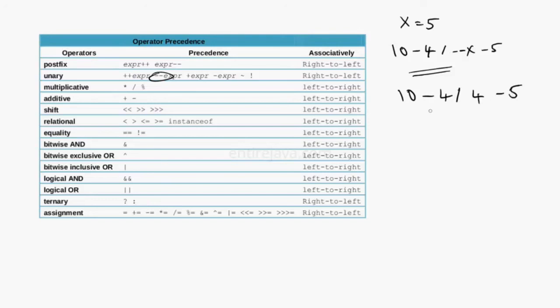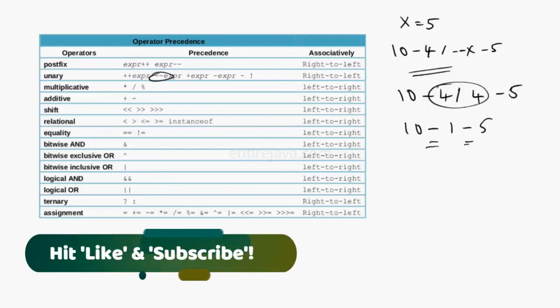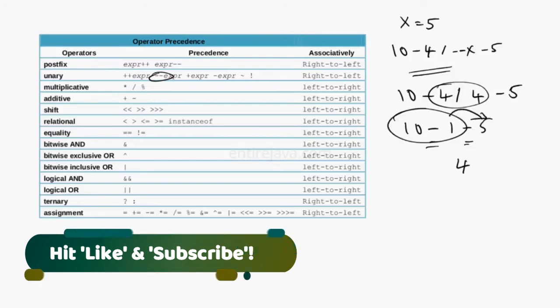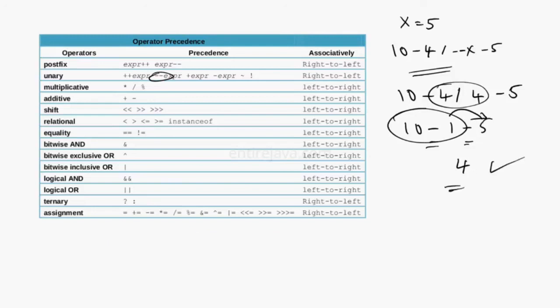And now out of these 3 operators which are left, the division operator has the highest precedence. So this piece of equation would be solved: 10 minus 1 minus 5. Now since both these operators have the equal precedence, we need to go with the associativity rule, which says we need to go from left to right, and when we solve it, the result would be 4. We solved this first and then computed the result with this. Now go back to our IDE and run the program. You would see the same results.